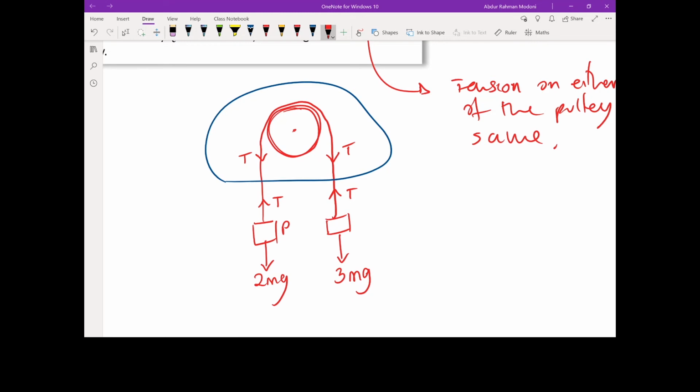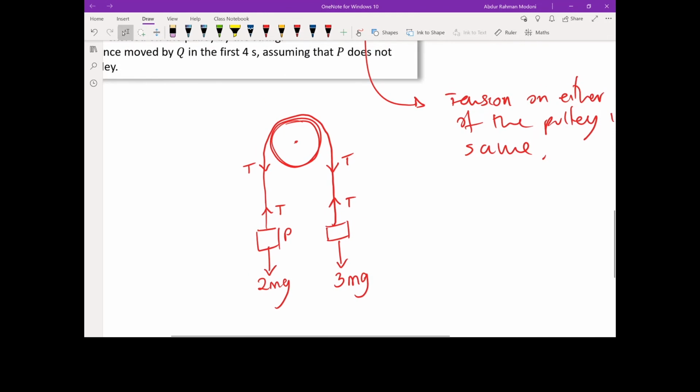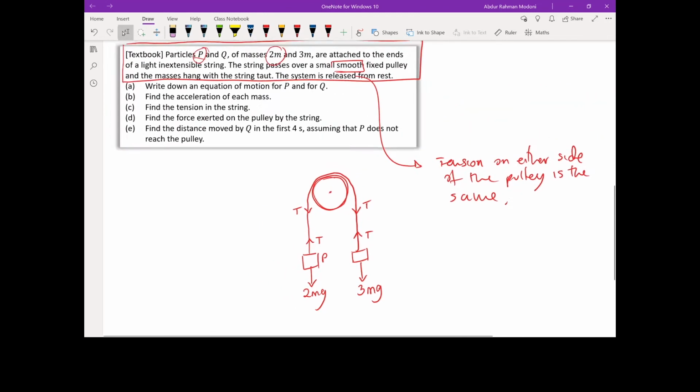Sometimes they ask 1 or 2 markers, usually right at the end, about the pulley. But for the majority of the question, we're not at all interested in the pulley. So yes, you can draw that force, the tension there. It's not a problem. We'll draw it for completeness anyway. Okay, leave it there. Now, it goes on to say something else.